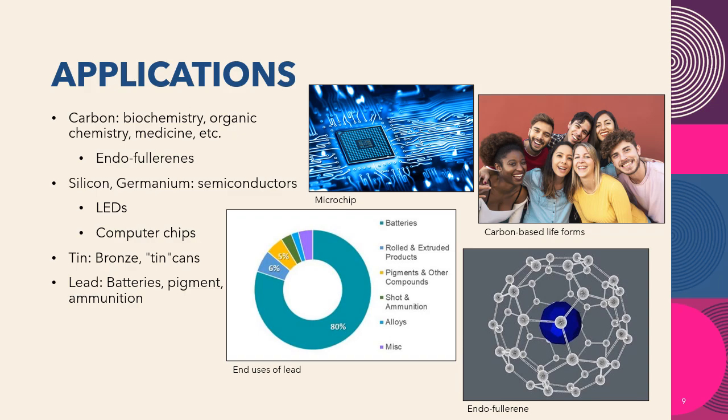Silicon and germanium are used as semiconductors, among other things. Silicon-based light-emitting diodes, or LEDs, in computer processors exemplify the ubiquity of this element in modern life. Common uses of tin include bronze, while lead finds use in batteries, ammunition, and other alloys.